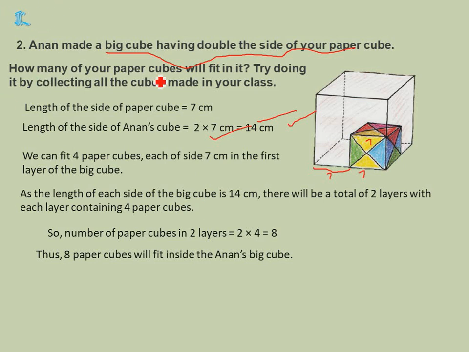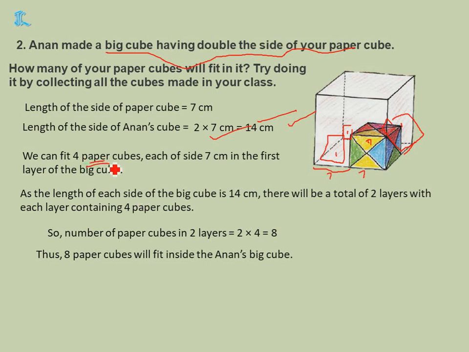Next, how many of your paper cubes will fit in it? They are asking how many will fit. Now we can fit 4 paper cubes, each of size 7 centimeters, in the first layer of the cube. Here I kept one cube, again here I can keep one cube. To the side of this, one more 7 is there because the side is 14. Here also I can keep one and here also. So 1, 2, 3 and 4. So how many cubes can I fit?